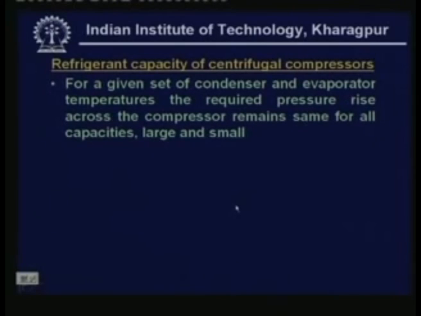Now, let us look at the refrigerant capacity of centrifugal compressors. For a given set of condenser and evaporator temperatures, the required pressure rise across the compressor remains the same for all capacities, large and small. That means, if you fix the evaporator and condenser temperatures, obviously evaporator pressure and condenser pressure are fixed. So, the pressure difference across the compressor also remains fixed. This is irrespective of the capacity.